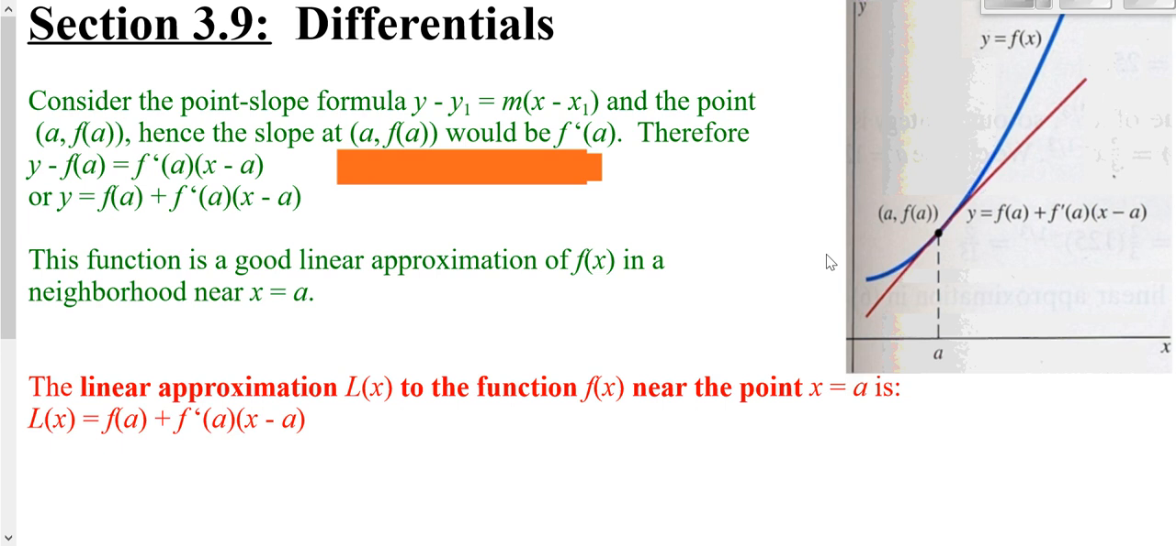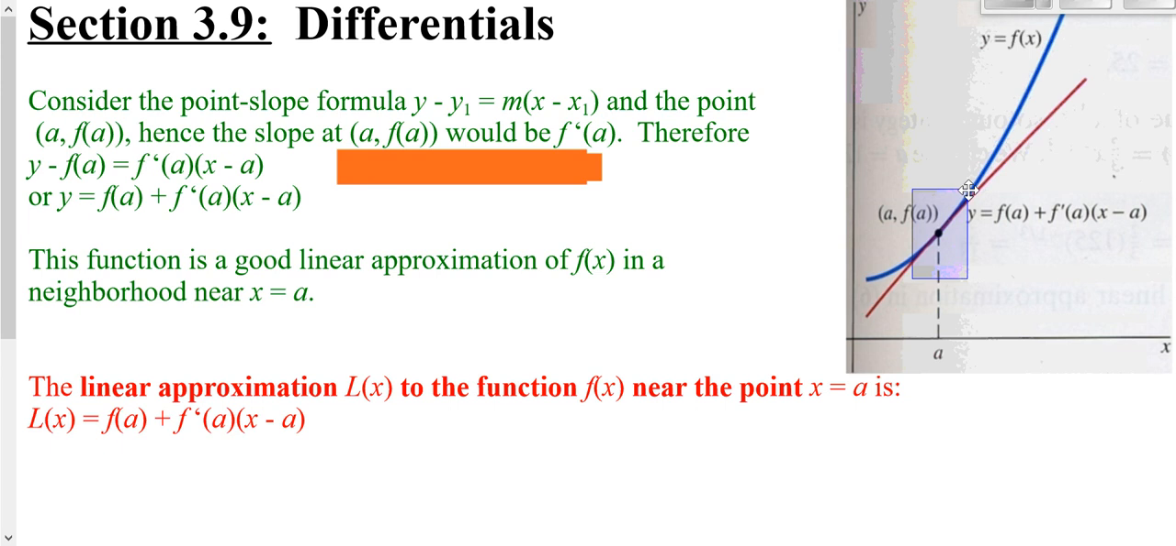Looking at your graph over here, if you are anywhere close to A on your tangent line, then it's a pretty good approximation for that curve. You'll notice we're close to A, and if we're on our tangent line, it is really pretty close to whatever the function would be on the blue curve.